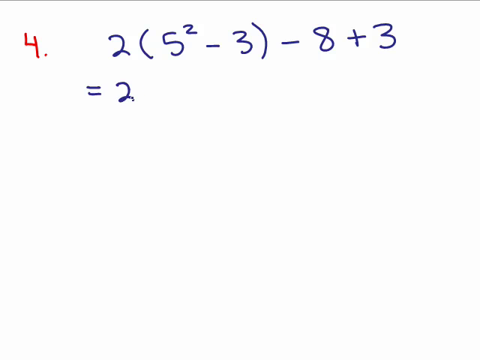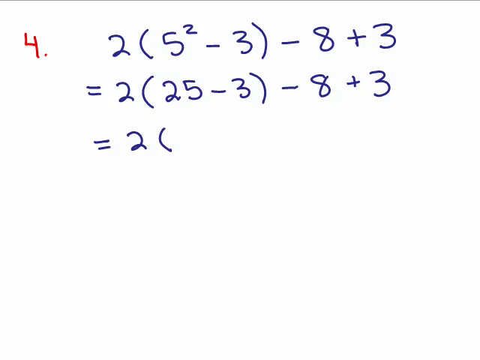So we're going to write the 2 in the parentheses, and now within the parentheses, we have 5 squared minus 3, exponents first. 5 squared means 5 times 5. So that gives us 25 minus 3, and close the parentheses, copy the rest of the problem. All right, we still need to simplify within the parentheses. 25 minus 3, which gives us 22. And keep copying the rest of the problem.